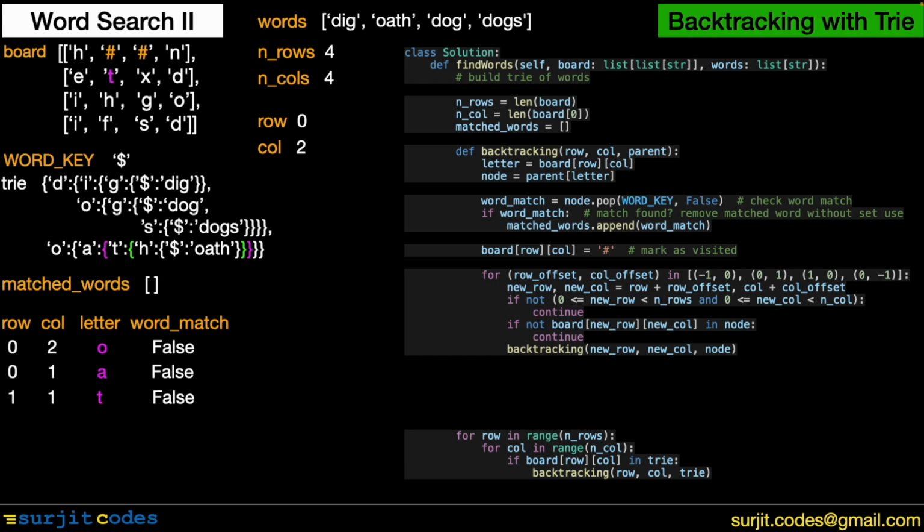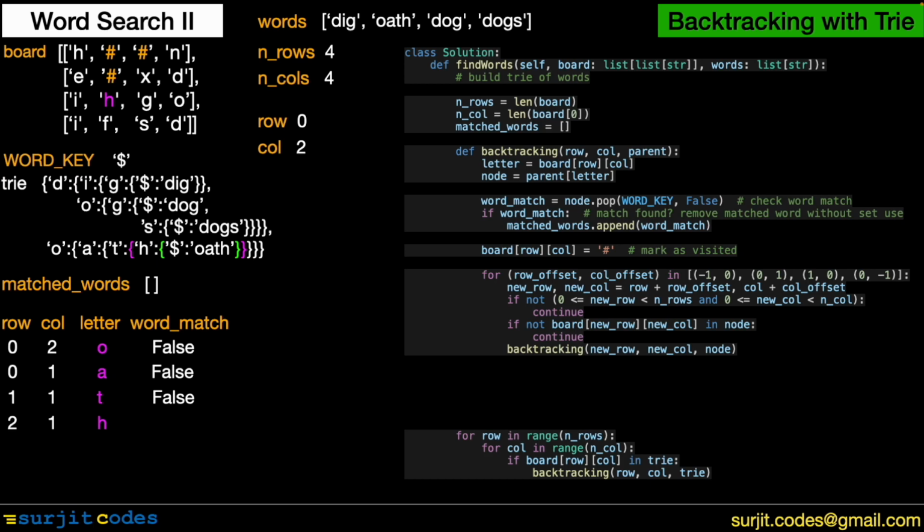Dollar is not present as a key in current node, so word match becomes false and we skip the if statement. We now mark T as visited. H at position 2 1 is the only neighbor of T which is present in node. So we call backtracking for position 2 1 and node becomes new parent. Letter becomes H and node becomes value of H.